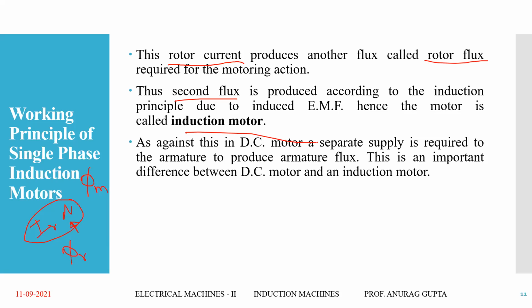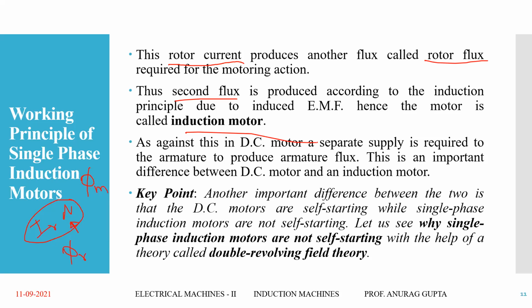But what I'm doing here, I'm providing only one supply to the stator winding, clear? Due to the stator flux, some EMF will be produced in the rotor winding, and that EMF will cause some current to flow in the rotor winding. That's why there is another flux. So there are two fluxes. Now the key point, another important difference between DC motor and induction motor, is that DC motors are self-starting. Please keep in mind. While single-phase induction motors are not self-starting. This is a very, very important point.